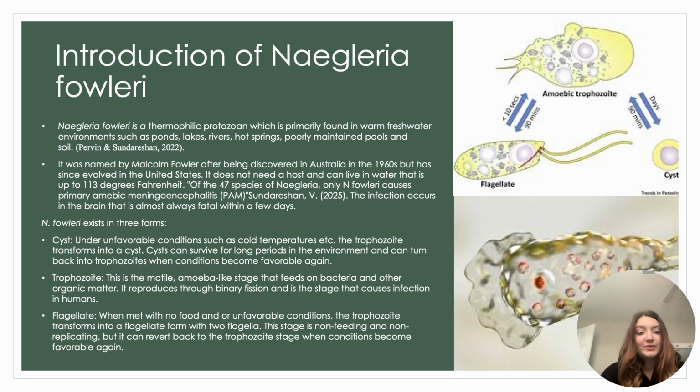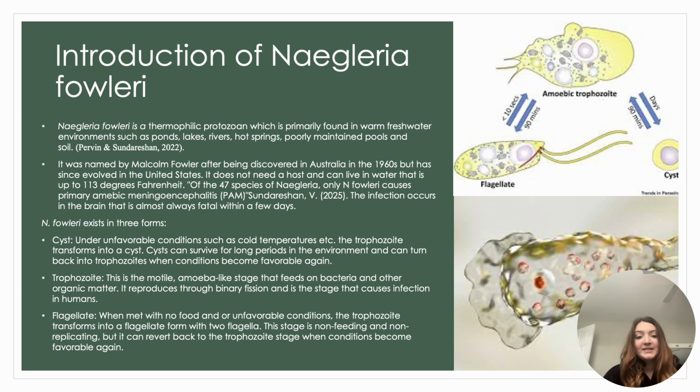The trophozoite is the motile, feeding stage, so this is the active one that will actually cause primary amoebic meningoencephalitis. This is the one that will kill you. It does reproduce through binary fission, and you can see in the picture that it has everything it needs to be essential and cause infections.